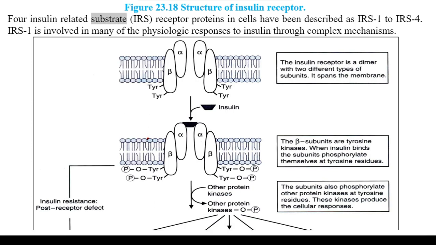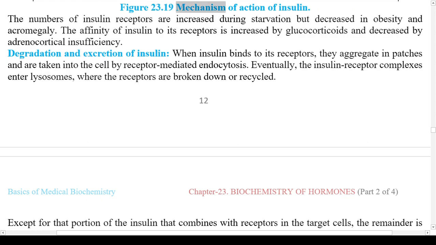Insulin receptor substrate, IRS, proteins in cells have been described as IRS1 to IRS4. IRS1 is involved in many of the physiologic responses to insulin through complex mechanisms. Figure 23.19: Mechanism of action of insulin. The numbers of insulin receptors are increased during starvation but decreased in obesity and acromegaly. The affinity of insulin to its receptors is increased by glucocorticoids and decreased by adrenocortical insufficiency.